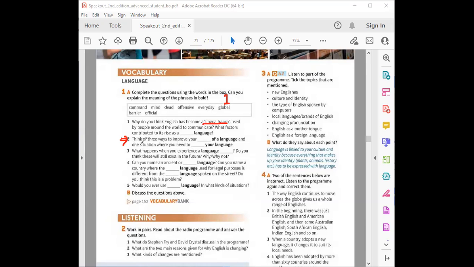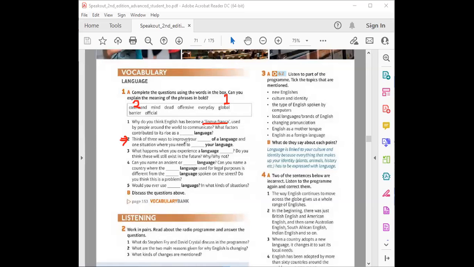So think of 3 ways to improve your, what was the word you used? Barrier. I don't know how to pronounce it. Barrier, you mean here? Oh no, not barrier. You need to use here command of language. And command of language, do you know the meaning of command of language? No. Okay. Your command of language means your skills, your abilities to use this language. So command of language is like the ability to use the language, okay?